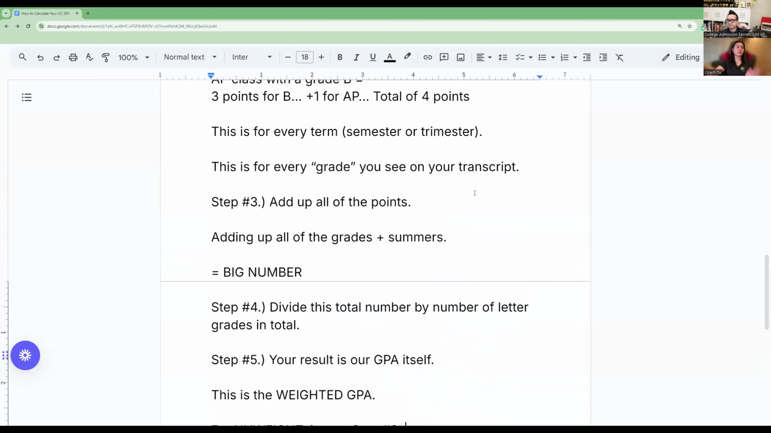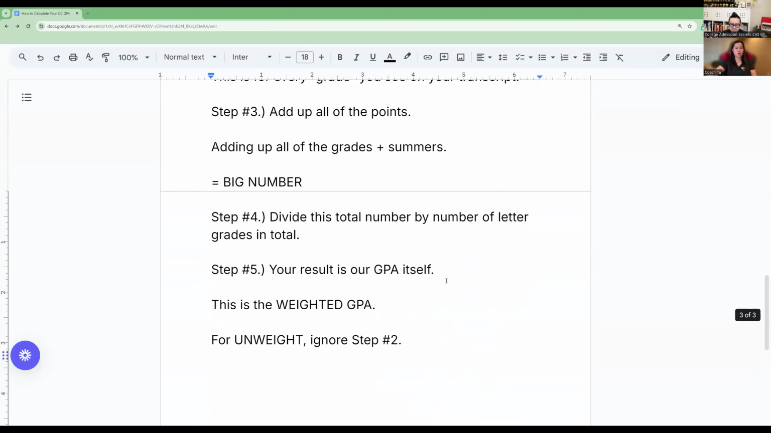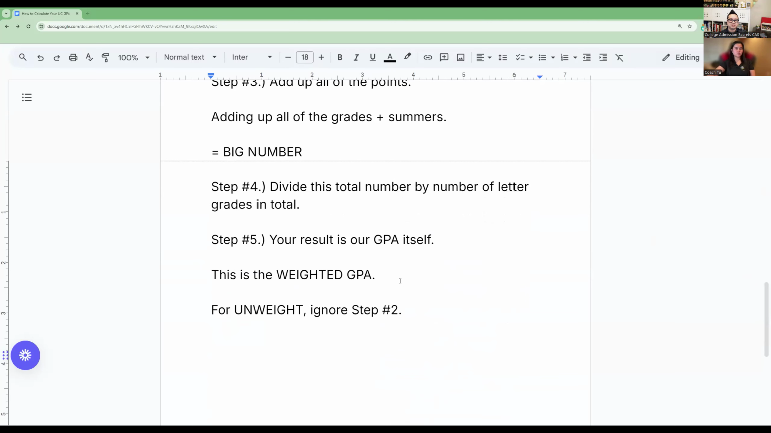Correct, taking out the +1 for any honors, AP, IB, dual enrollment, or college courses that you've taken. You'll still count every class, but for the unweighted GPA you just skip that and go straight from the 1, 3, 4, 5, and then you should be good to go.